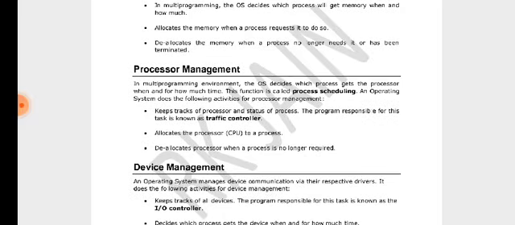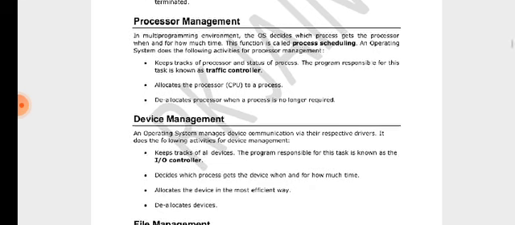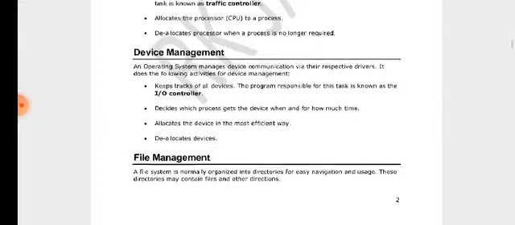Next, processor management, also called the traffic controller, because it keeps track of processes and their status. Its main work is to control the processes for execution. In a multiprogramming environment, the OS decides which process gets the processor, when, and for how much time. It decides the process sequence and how much time each process takes to execute. This function is called process scheduling, meaning the time schedule of the process to be executed. It allocates the CPU to a process and deallocates it afterwards.